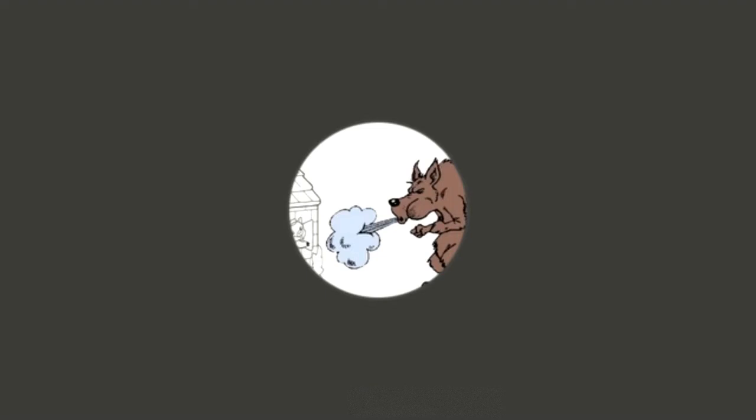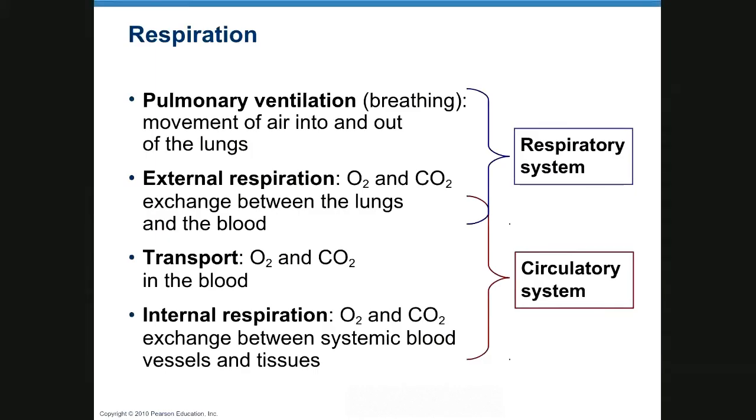We're going to talk about the respiratory system. Respiration involves both the respiratory system and the circulatory system for transport of gases. Pulmonary ventilation, also known as breathing, is just movement of air in and out of the lungs. External respiration is exchange of oxygen and CO2 between the lungs and the blood.